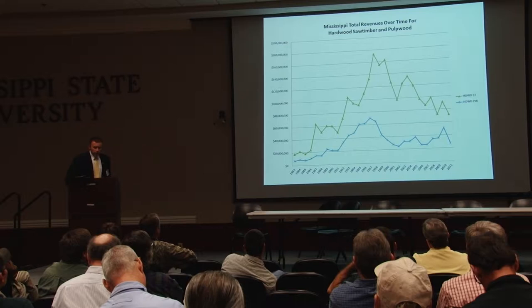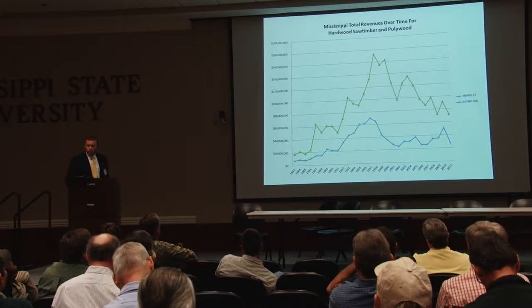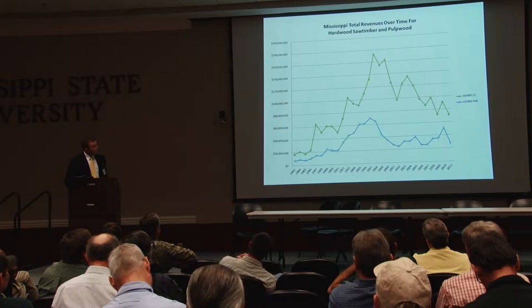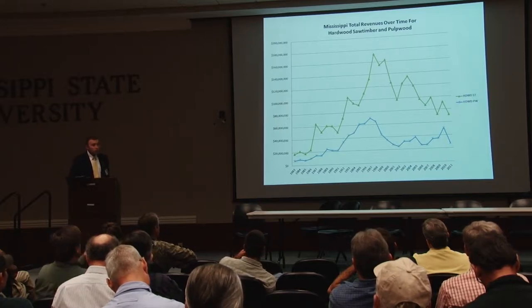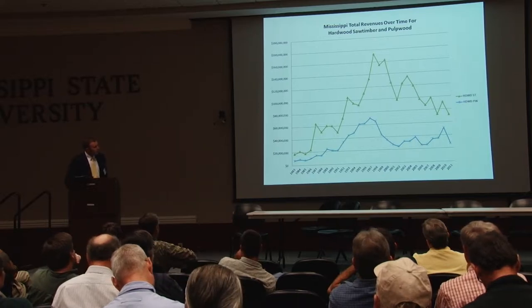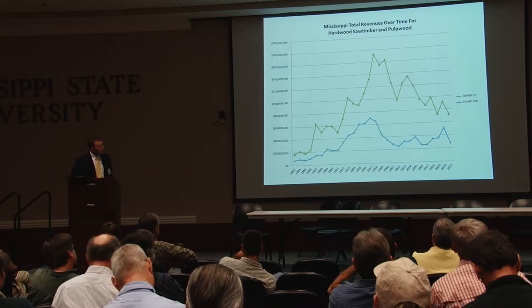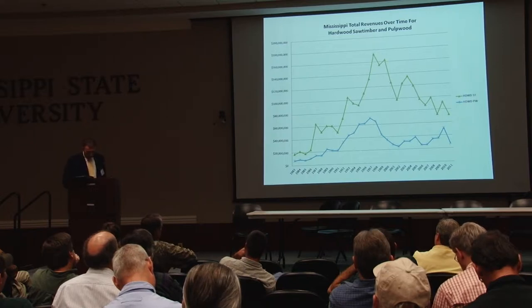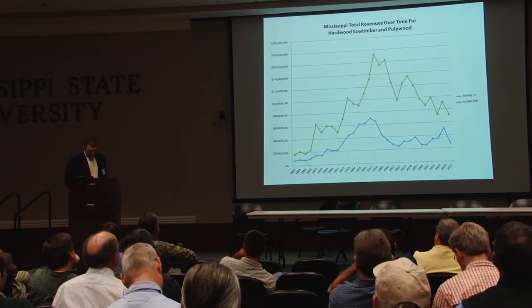And hardwood timber production, saw timber quality products, that's important in Mississippi. This graph here shows revenues over time for hardwood saw timber and hardwood pulpwood going back to 1983. The green line there is hardwood saw timber revenues, the blue line is hardwood pulpwood revenues. So hardwood saw timber is an important market in Mississippi and generates a large portion of forest product values.